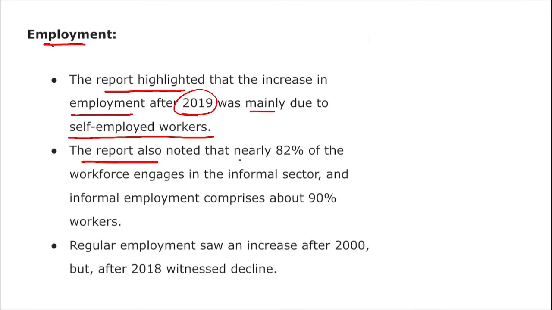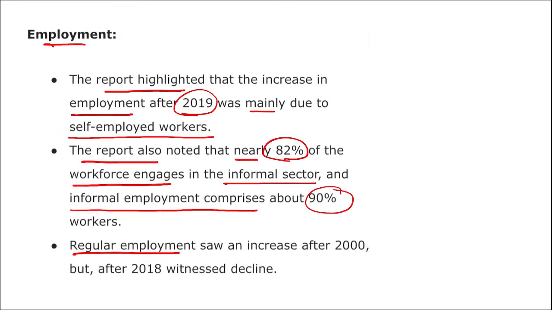If we talk about employment, the report highlighted that the increase in the employment after 2019 was mainly due to self-employed workers. The report also noted that nearly 82% of the workforce engages in the informal sector, and informal employment comprises about 90% workforce. The regular employment saw an increase after 2000, but after 2018 it witnessed a decline.